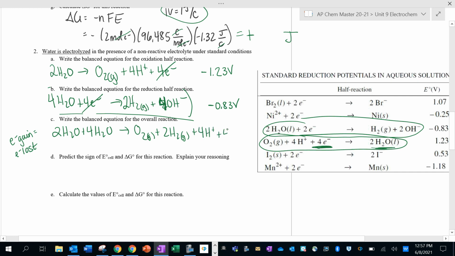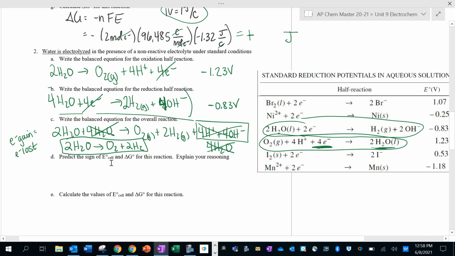hydrogens and 4 hydroxides. What you might remember from acid-base chemistry is when the hydrogen and hydroxides come together, they form water. So these 4 hydrogens and 4 hydroxides are going to get together and form 4 waters. And then notice, I've got 4 waters over here and 4 waters over here, so those end up canceling out. So the reaction that we're left with is just 2 waters form oxygen gas and 2 hydrogen gas. That is our balanced equation for that overall reaction. So this is the electrolysis of water. We're basically just breaking it down into its elements, oxygen and hydrogen gas.